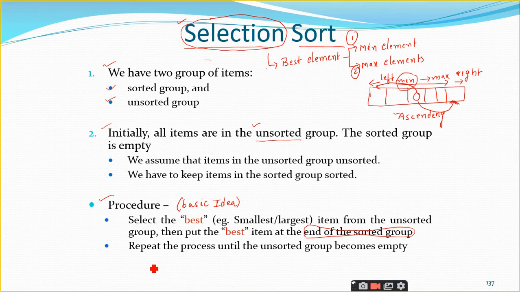and as I told, we have to repeat this process of identifying the best element and throwing it to one end until the unsorted group becomes empty. So, once you start processing this sorting algorithm, the unsorted list of elements will be reduced at every step, and the sorted list will be increased. So, this process has to be repeated until all the elements get sorted. This is the basic idea, very important.